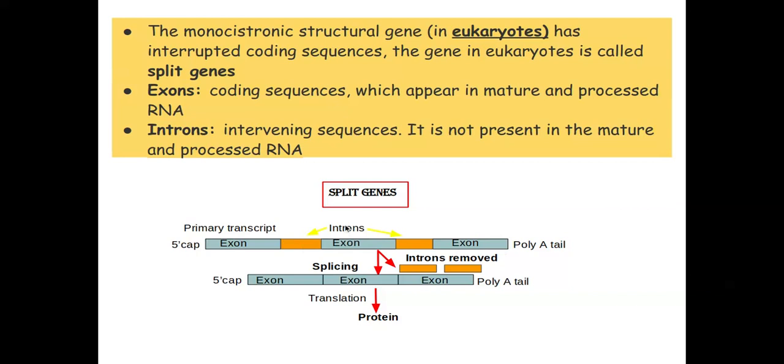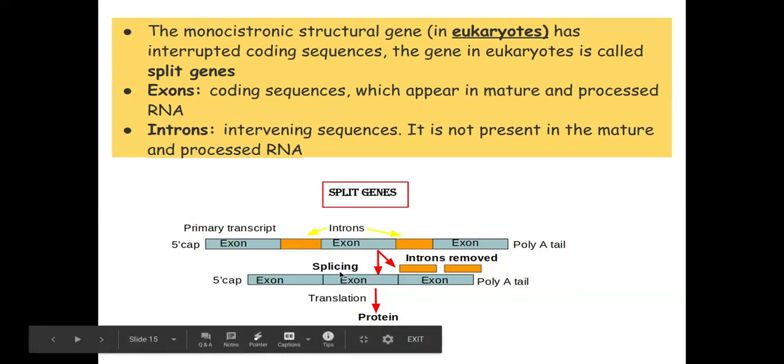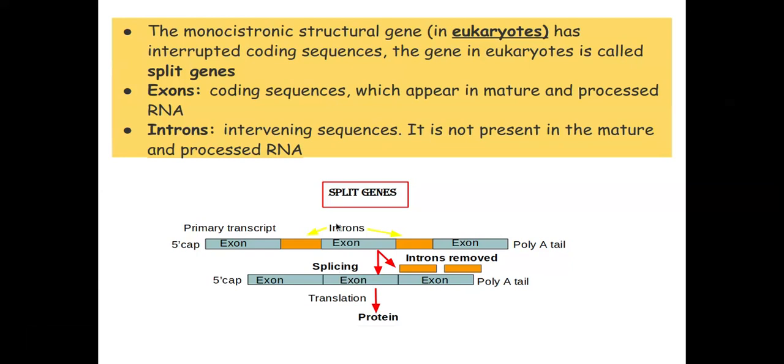Of course, these introns are not required and need to be removed, and the process of removing them is called splicing, which we will see later. Here it is important to note that exons are coding sequences. They are very much required in the fully functional RNA, whereas introns are the non-coding sequences which are not required in the fully processed and functional RNA.